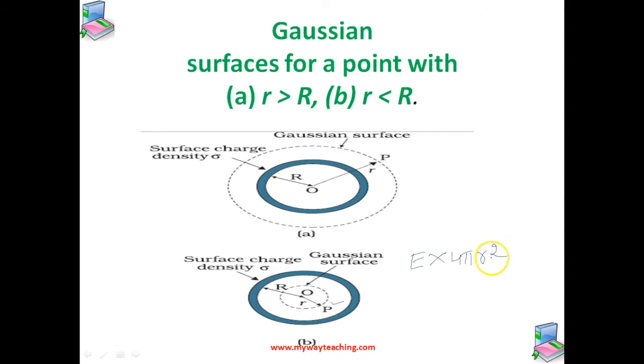So this gives E into 4 pi r square equal to 0. So E is equal to 0 for r less than R, that is, the field due to a uniformly charged thin shell is 0 at all points inside the shell. The experimental verification of this result confirms the 1 by r square dependence in Coulomb's law.